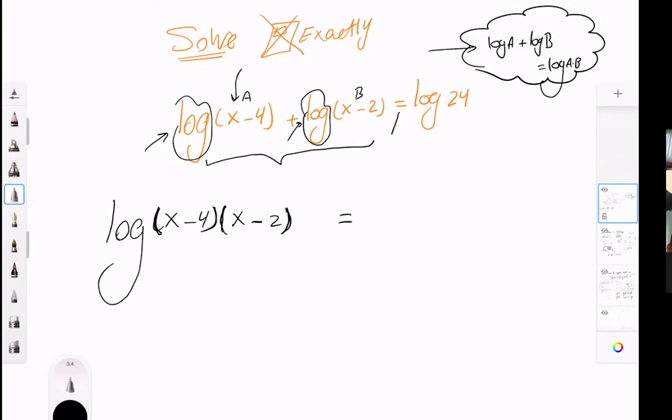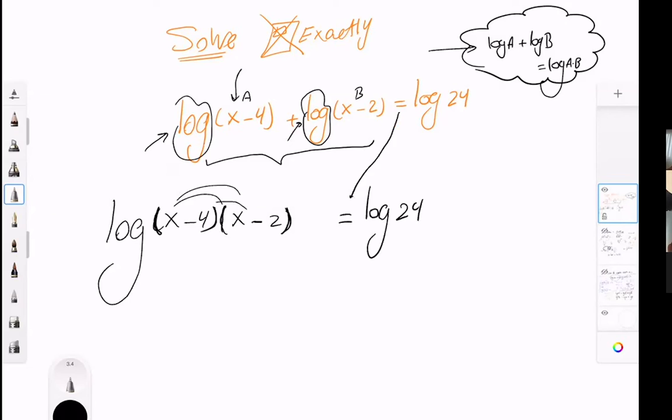Log of x minus 4 times x minus 2 is equal to log of 24. All right, now what should we do? Benas, what should we do? Are you gonna multiply them out? Yes, but we have to somehow get rid of the logs.